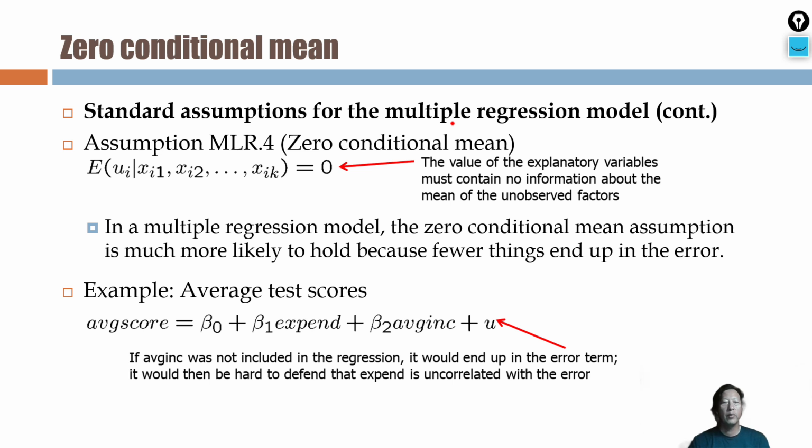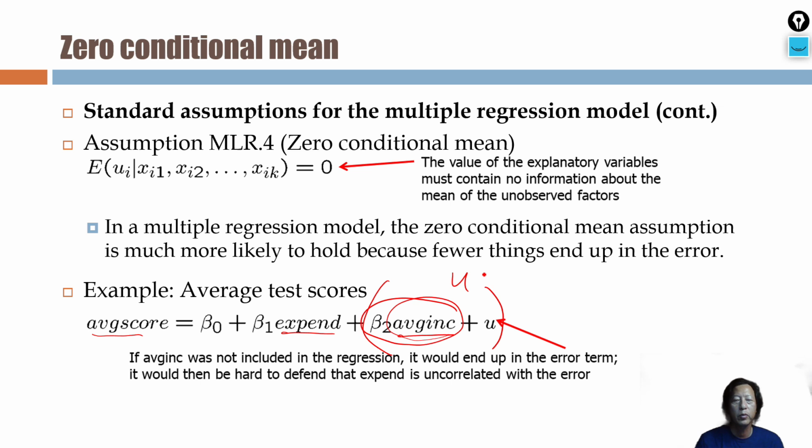Zero conditional mean: the expectation of the residual should be zero. That is, the summation of all residuals should be zero. Okay, and here the average score is expenditure times average income. But if we take out average income, all of this together, this becomes u, right?